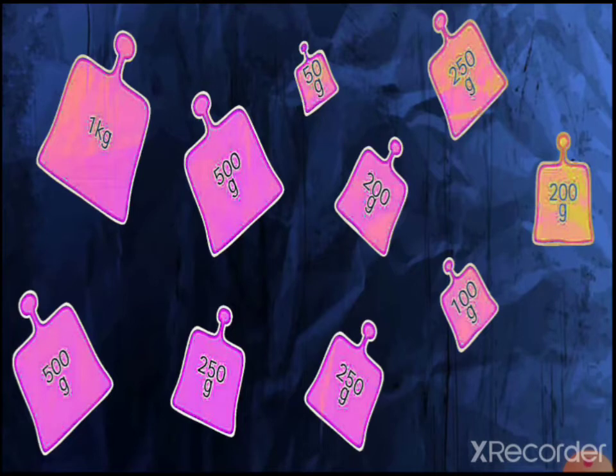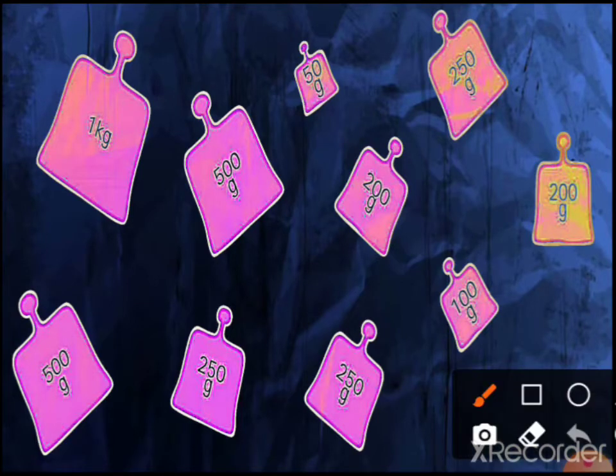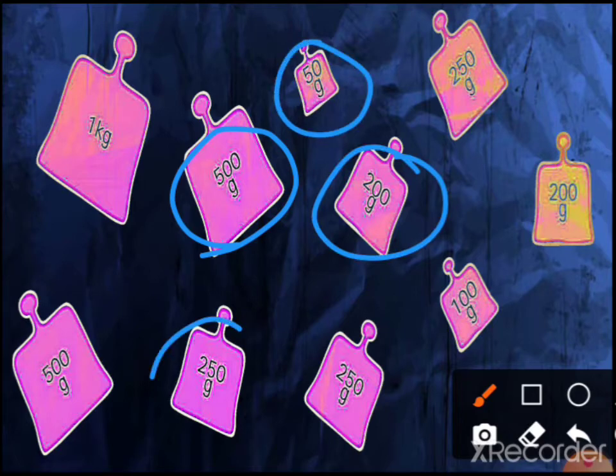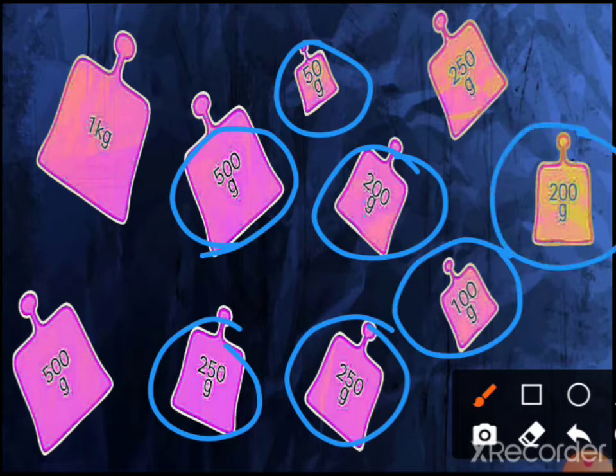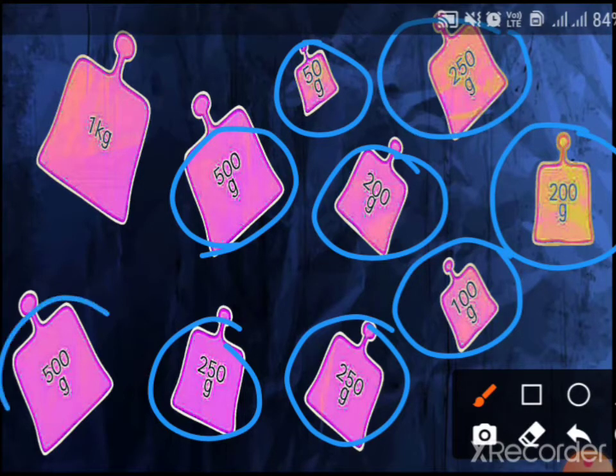Now these are some weights, used for a weighing scale or weighing machine. Previously, all the people were using this old weighing scale, which you will see in the next image. It has so many types of weights. For example, 500 gram, 200 gram, 50 gram, 250 gram, 100 gram, and 1 kg.